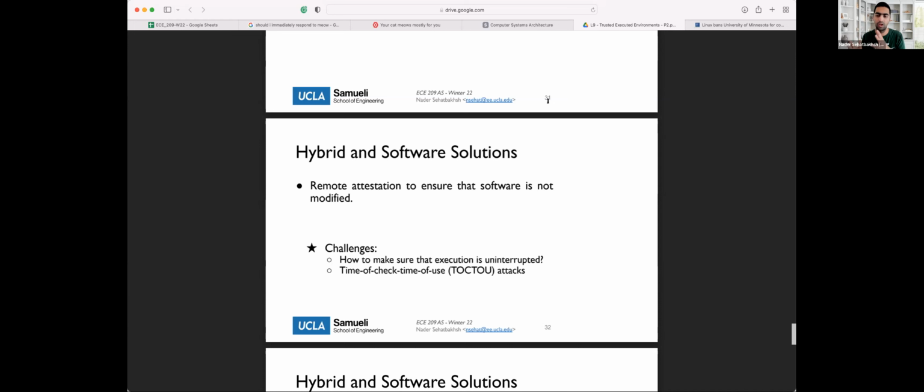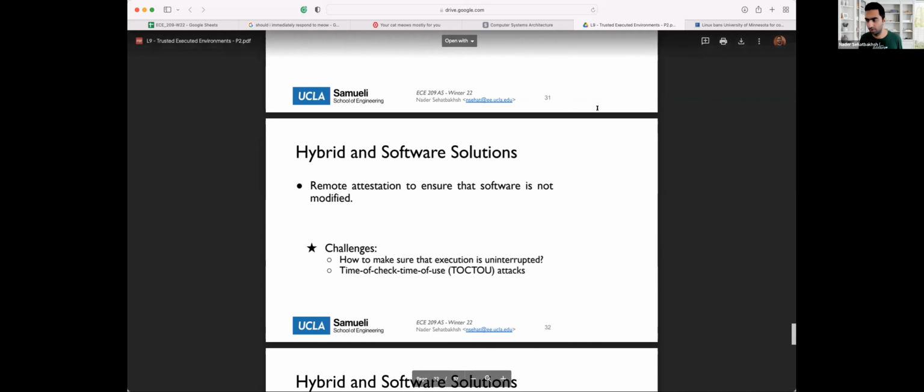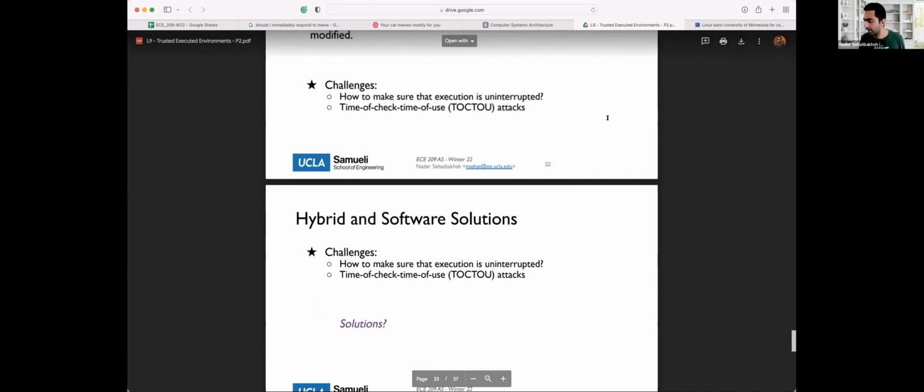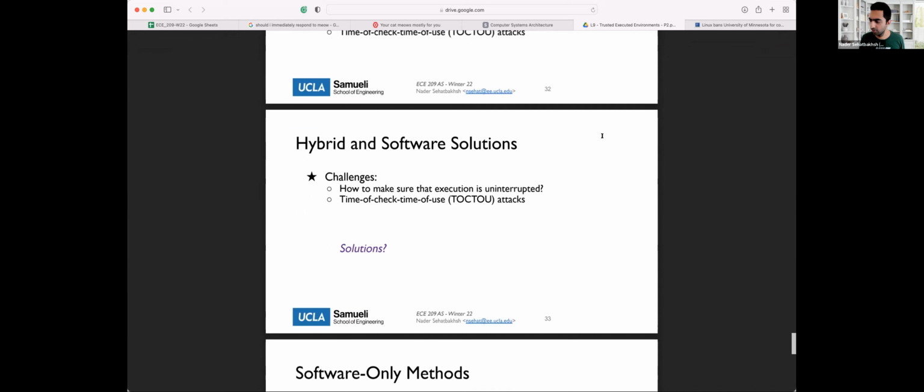So that's why you usually have to be careful when you're checking the status of your system, and when you actually want to run that specific part of software and so on, all right? So what are the solutions?